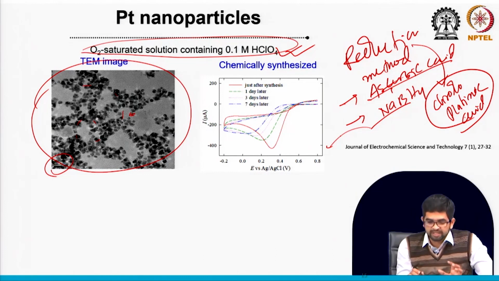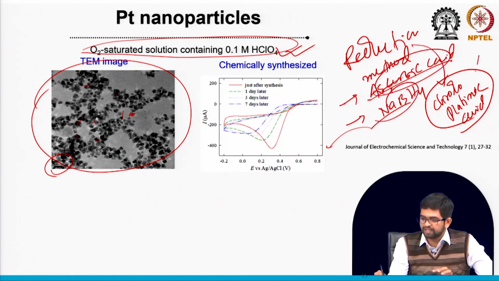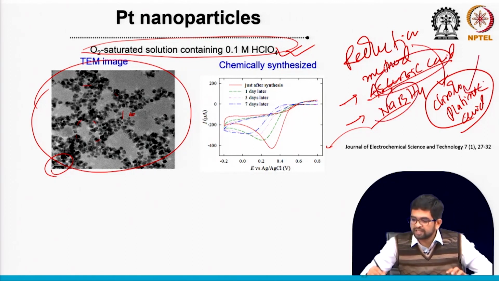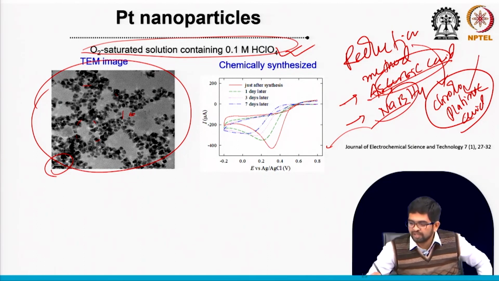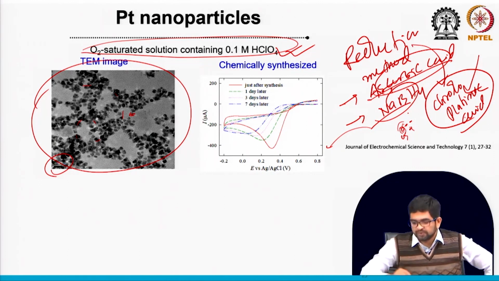What is the role of the sodium citrate? During the synthesis, when you add some ascorbic acid or sodium borohydride in the chloroplatinic acid, you can add sodium citrate at the same time. When the nanoparticle forms, before they aggregate with each other, this sodium citrate can help them not to aggregate. So, that's why we are saying sodium citrate is a stabilizer.